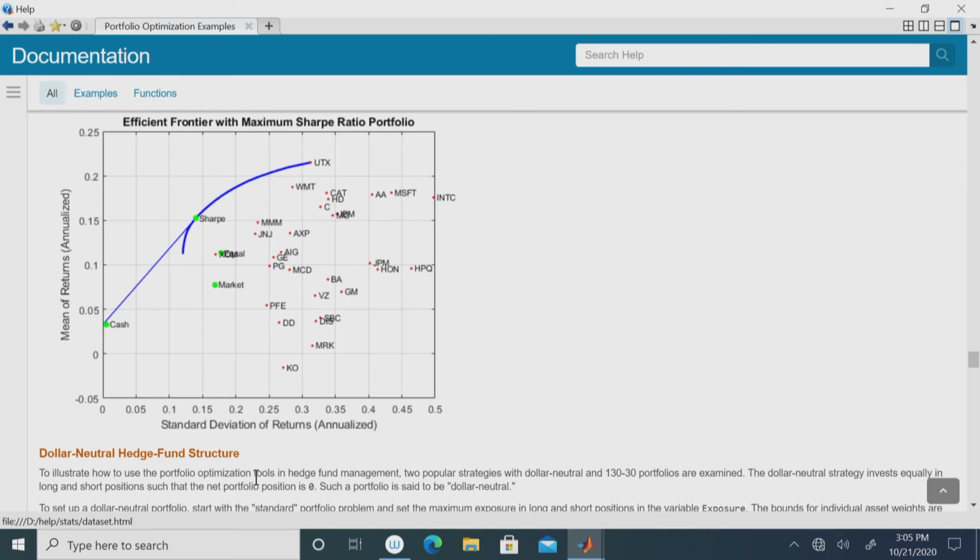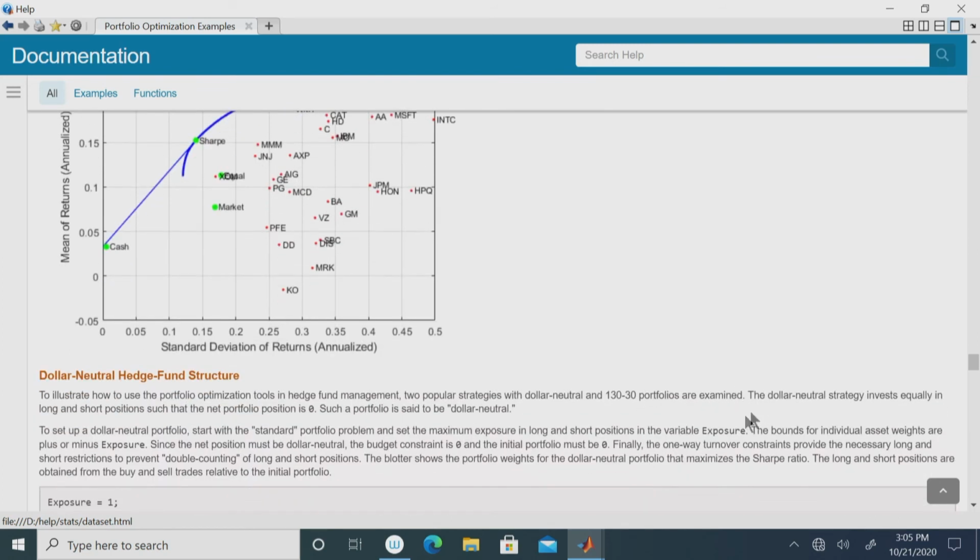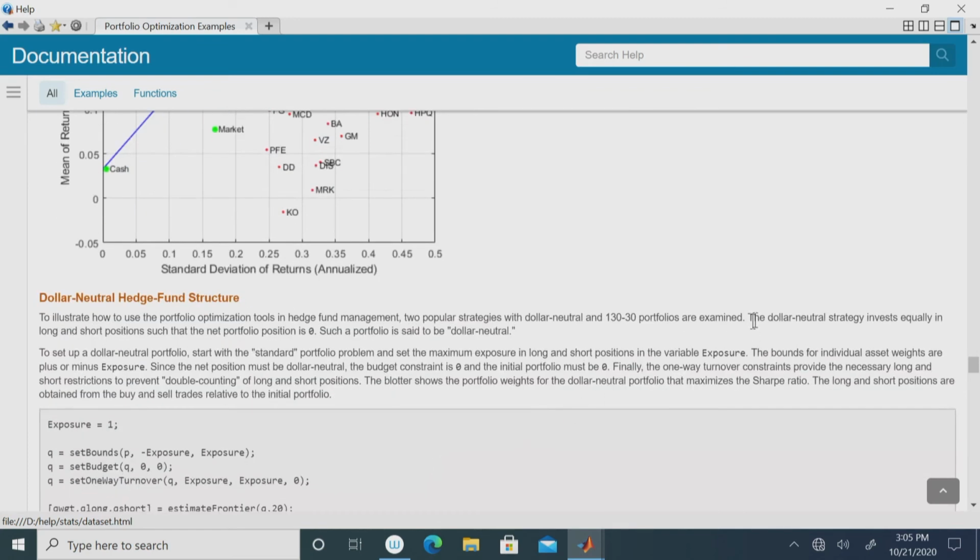So, hedge funds essentially are funds with a large amount of assets under management, and typically they will be handling assets on behalf of high net worth individuals or people who have a lot of disposable cash for investment. Now, two popular strategies that are adopted for portfolio optimization by the hedge fund management are what are known as dollar neutral and what are known as 130-30 portfolios. Now, let us first talk about what is the dollar neutral strategy.